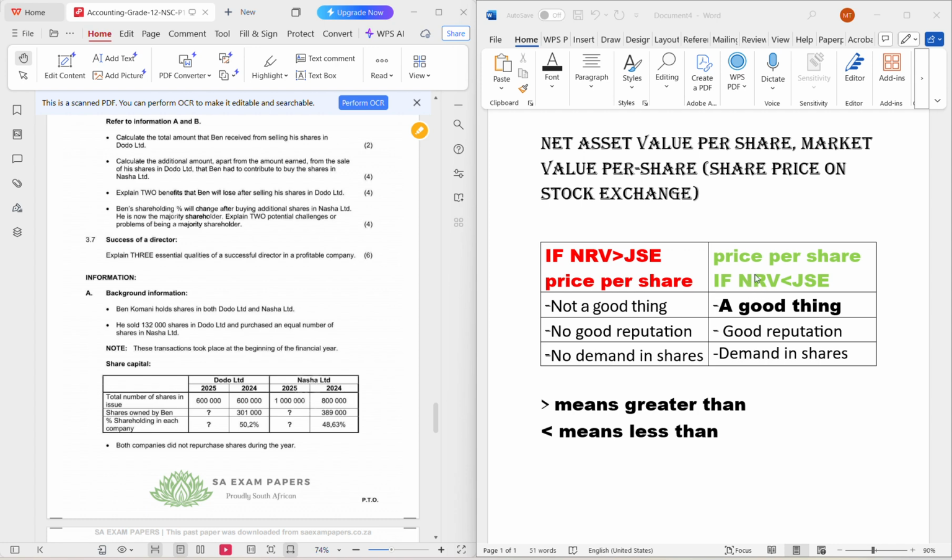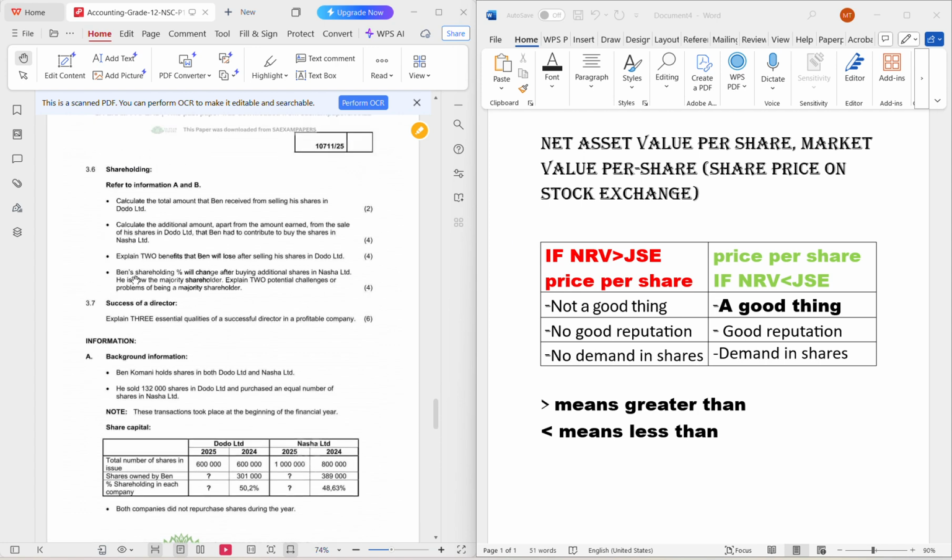Let's say your NAV is 5 rand per share and your JSE market price per share is 10 rands. It means you are making a 5 rand profit. So this is a good thing. It means you have a good reputation, your shares are increasing on the stock exchange, and maybe your shares are in demand. Remember, if something is in demand, it means most people want it more. You have a lot of potential shareholders who want to invest in your company, so your price per share could increase.